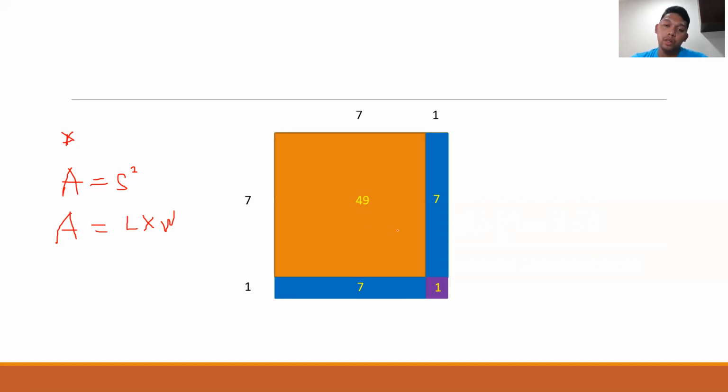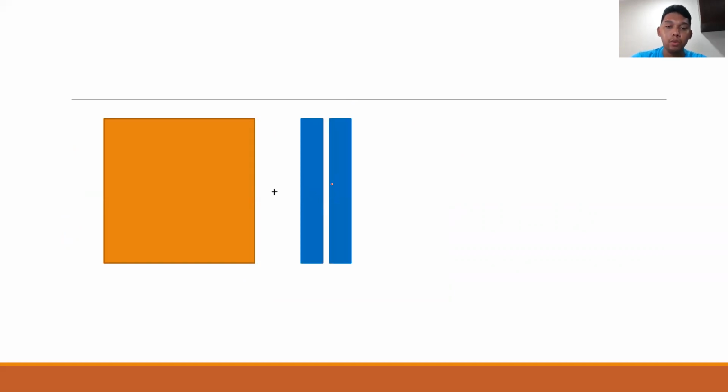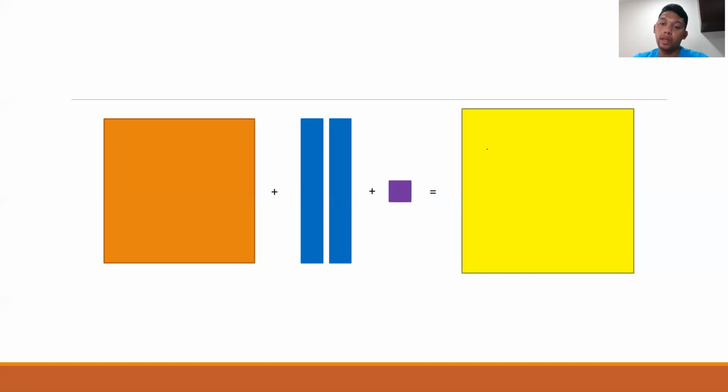Now, in order for us to get the area of the bigger square, how do we get the area of the bigger square, the yellow one earlier? Thinking that we have the 7 and 1, and also 7 and 1 here, how do we get the area of that? Okay, let's try to continue. The orange one plus the two blue rectangles, plus the small square is equal to the bigger square, the yellow one. So how do we get the area of this?